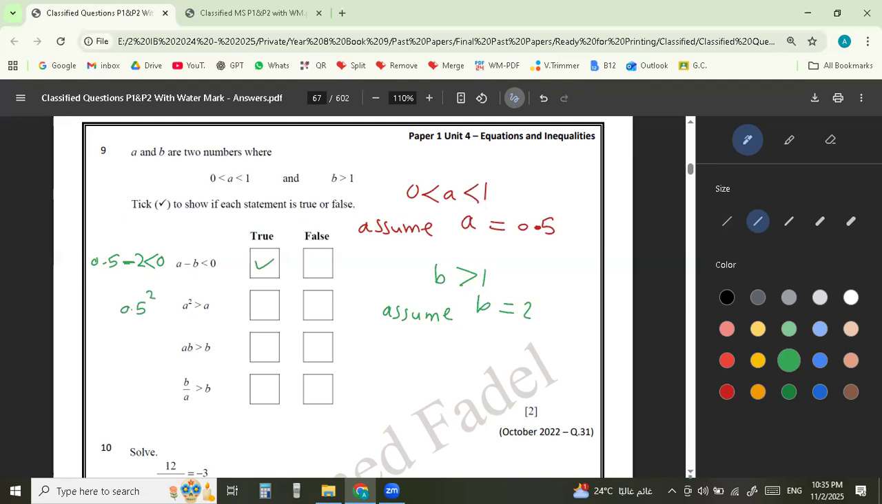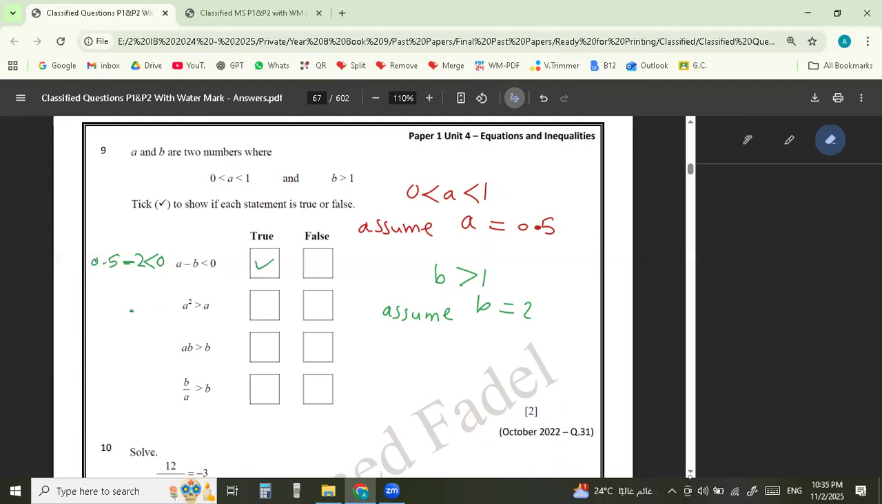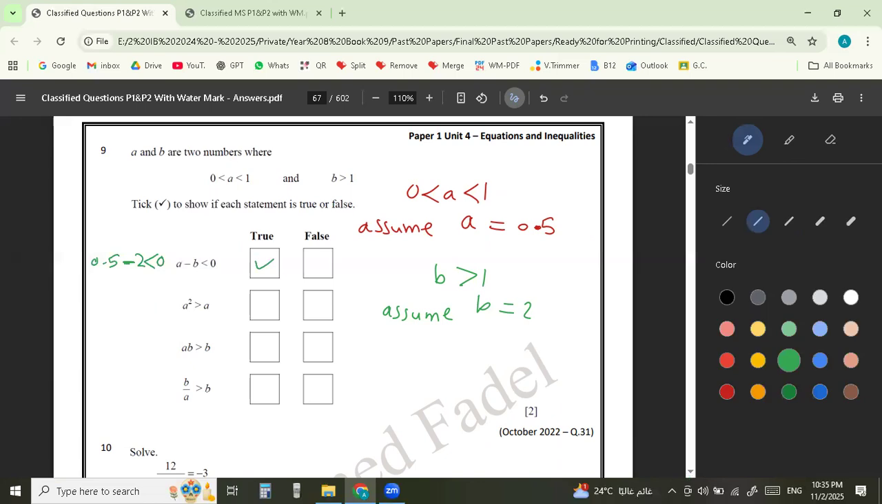Type here. If I say 0.5 squared, well, Mr., 0.5 squared, let me just move it to the left a little bit. 0.5 squared equals 0.5 times 0.5 is 0.25. Is it going to be greater than A, which is 0.5? Is the answer 0.25 greater than 0.5? No, not true. It is not greater, it's smaller than 0.5. So false.